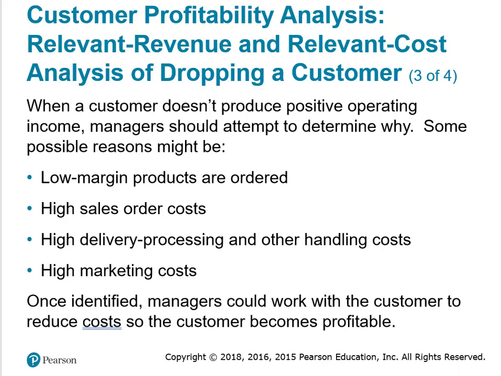So when a customer doesn't produce positive operating income, managers should attempt to determine why. It might be because they've got low margin products or high sales order costs. That's a real problem. Or high delivery processing and other handling costs. There are some people that use up all the time in all these support operations, for one reason or another. They might have high marketing costs. And once identified, a manager would work with the customer to reduce these costs so they can become more profitable.